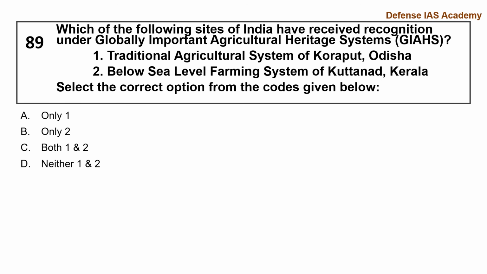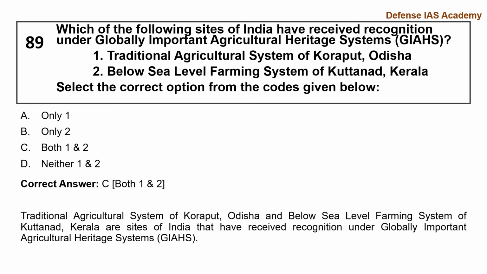Question 89. Which of the following sites of India have received recognition under Globally Important Agricultural Heritage System, GIAHS? 1. Traditional Agricultural System of Koraput, Odisha. 2. Below sea level farming system of Kuttanad, Kerala. Select the correct option from the codes given below. The correct answer is C, both 1 and 2. Traditional agricultural system of Koraput, Odisha and the below sea level farming system of Kuttanad, Kerala are sites of India that have received recognition under globally important agricultural heritage systems.